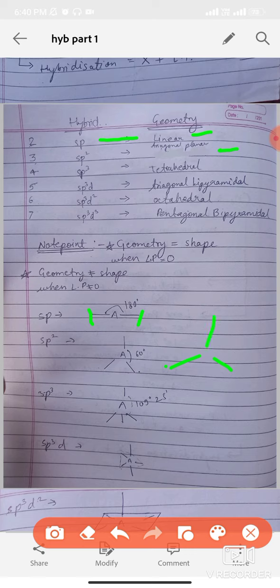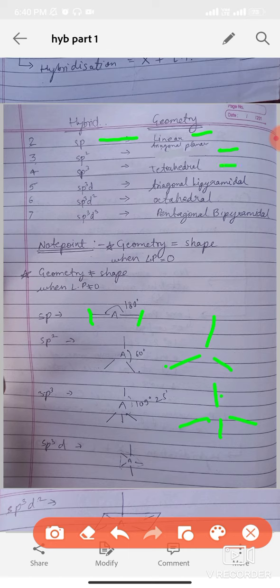For sp3 there is tetrahedral, meaning one bond is here, one this, one this, one this. Now these structures are made such that there is minimum repulsion between the attached atoms and the central atom. So the tetrahedral is done.